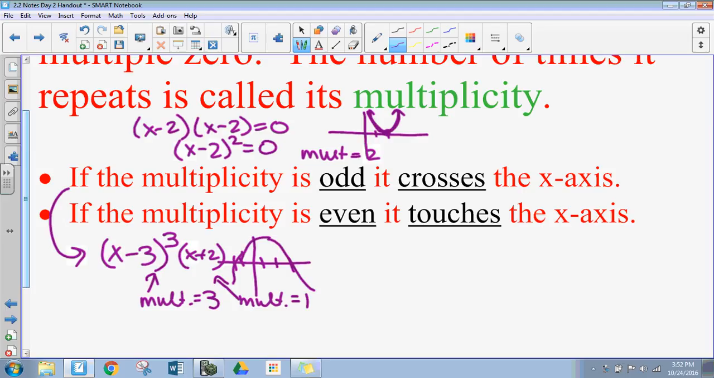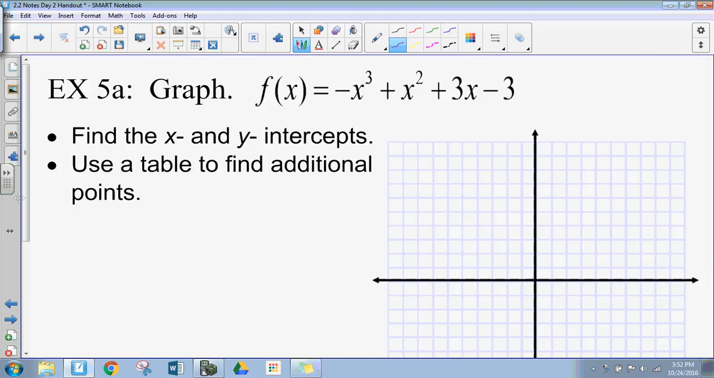So go ahead and get out your graphing calculator, because you're going to use that to help you graph, because right now we don't have enough information, we don't know enough about how to factor and everything to get these answers without using the calculator. Okay, so we're going to graph these. The things I'm always going to ask for is your x and y intercepts, and then you're going to use the table in the graph to find your additional points.